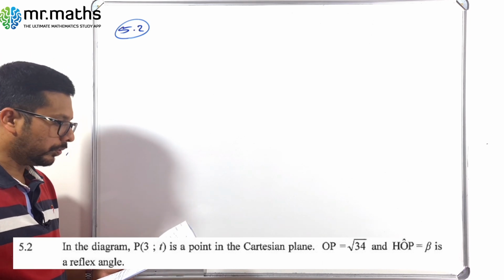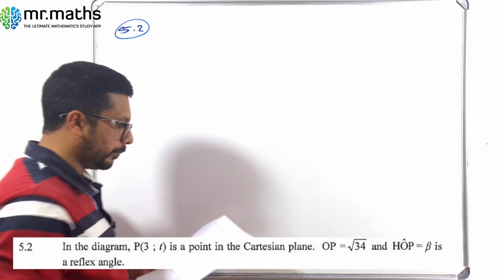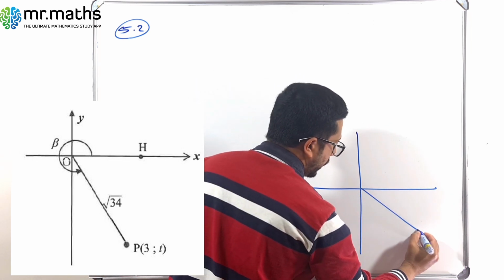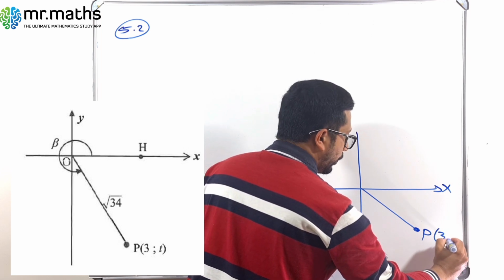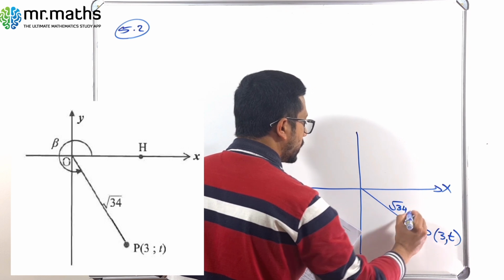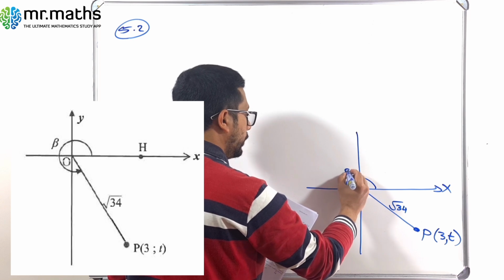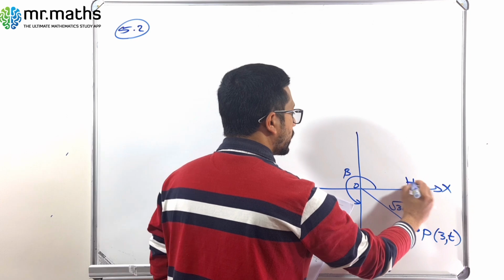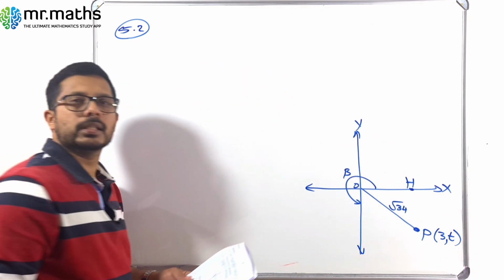Question number 5.2. In the diagram, P(3, T) is a point in the Cartesian plane. So let me draw that diagram first. There is an x and y axis, and there is a line like this. This is the x axis, and this is P(3, T). And this radius or hypotenuse is root 34, and this angle is beta, and this is O. This is a point H. This is the y axis. Okay, so this is the diagram given.